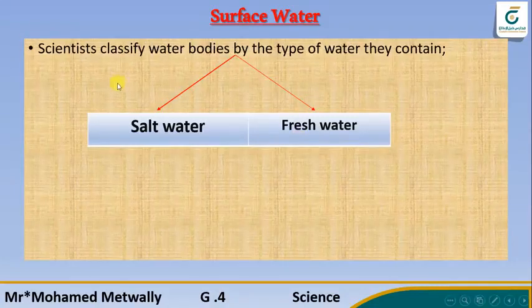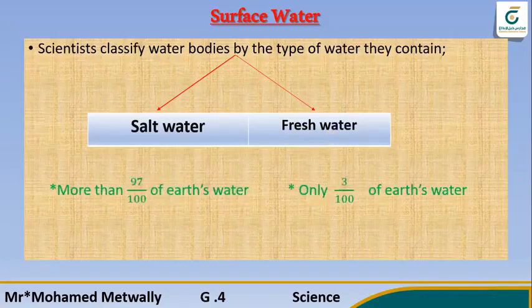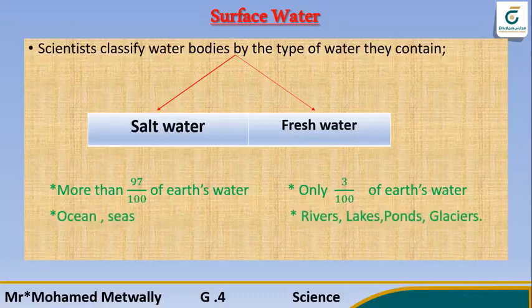So scientists classify water bodies by the type of water they contain. This is very important information for you. So the two types, as I said, are salt water and fresh water. Here is a comparison and contrast between the two types. You have to know that more than 97 over 100 of Earth's water is salt water, which we can find in oceans and seas.